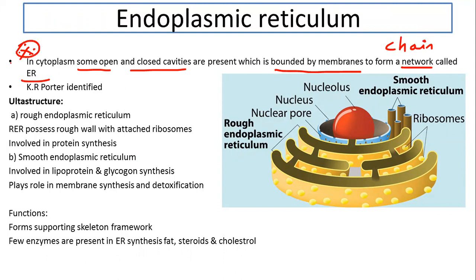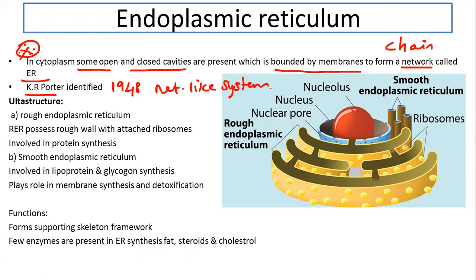Remember, this is very important. So what is the endoplasmic reticulum? In the cytoplasm, some cavities with a double membrane will be present, and they will be joined together and form a network, and that network is called the endoplasmic reticulum. Am I right? So who discovered this? K.R. Porter identified this. He first reported it in 1948. He said it looks like a net-like system, joined together, right? That is how he first identified it.